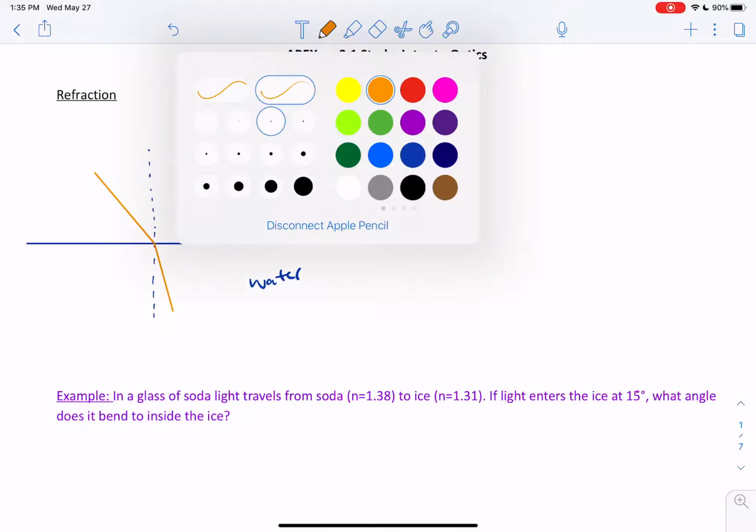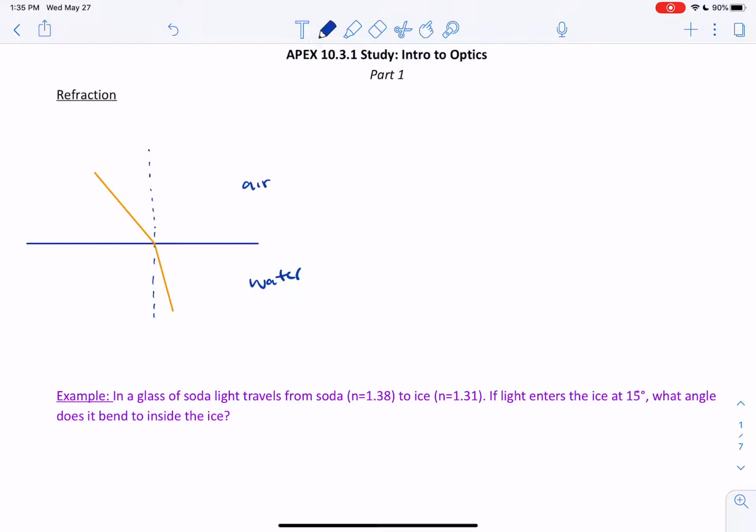Now, there's a way that we measure this, and we call this the Index of Refraction. Okay, what the Index of Refraction is, and we abbreviate it as n, is it compares the speed of light in a vacuum to the speed of light in different mediums, okay? So we talked about the speed of light is always the same in a vacuum, but it can change if light is traveling through a different medium.